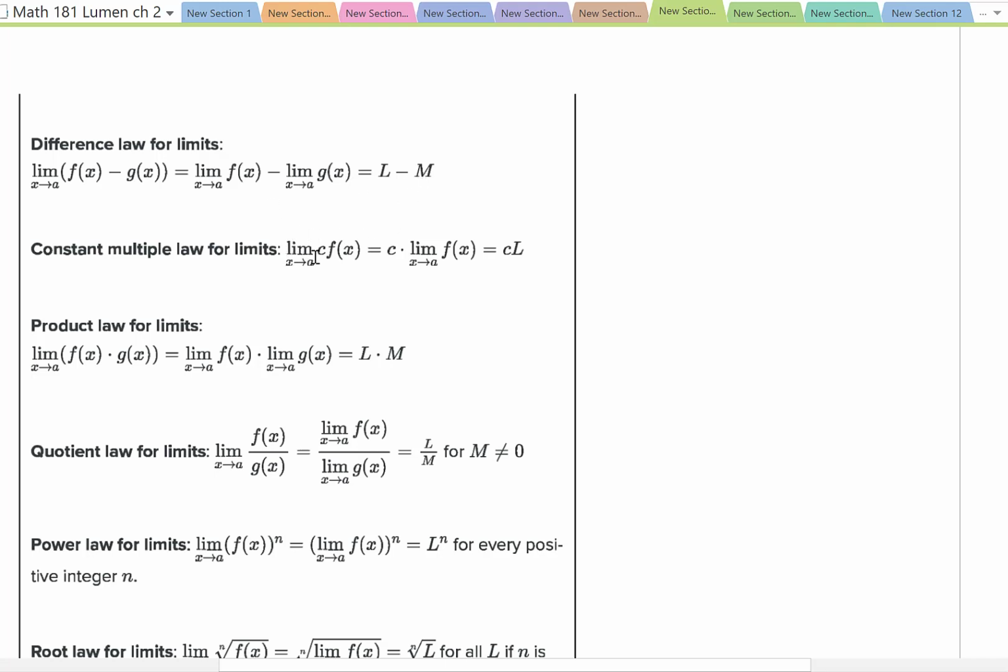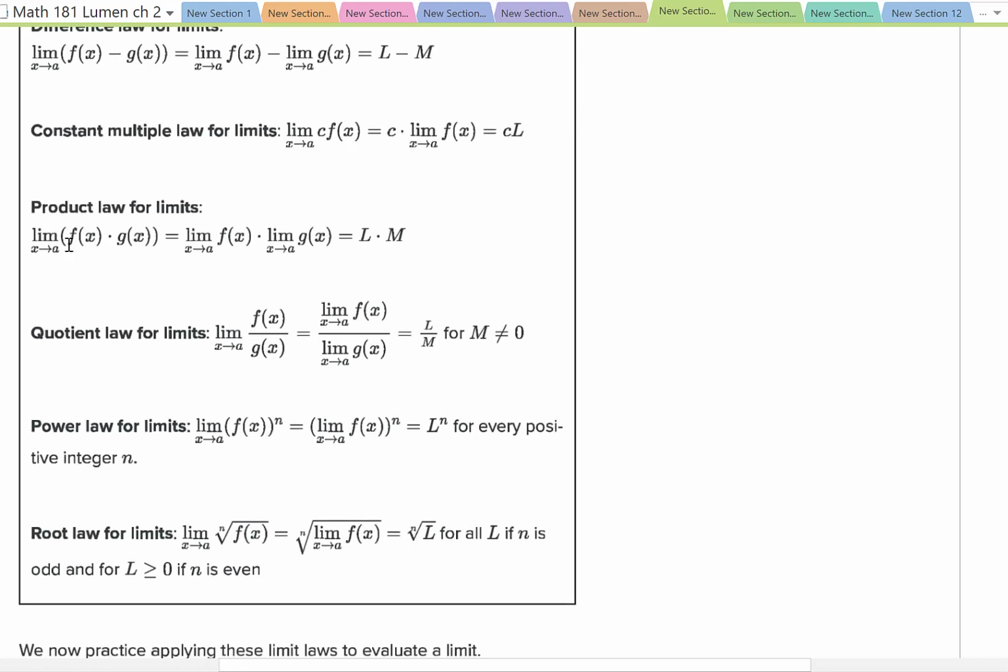Constant multiple: if you have some constant c times a function, the limit of c times f of x as x approaches a is going to be c times the limit of f of x as x approaches a. So you can pull that c out because c is just a constant, which is going to be c times L, because we previously defined the limit as x approaches a of f of x to be L.